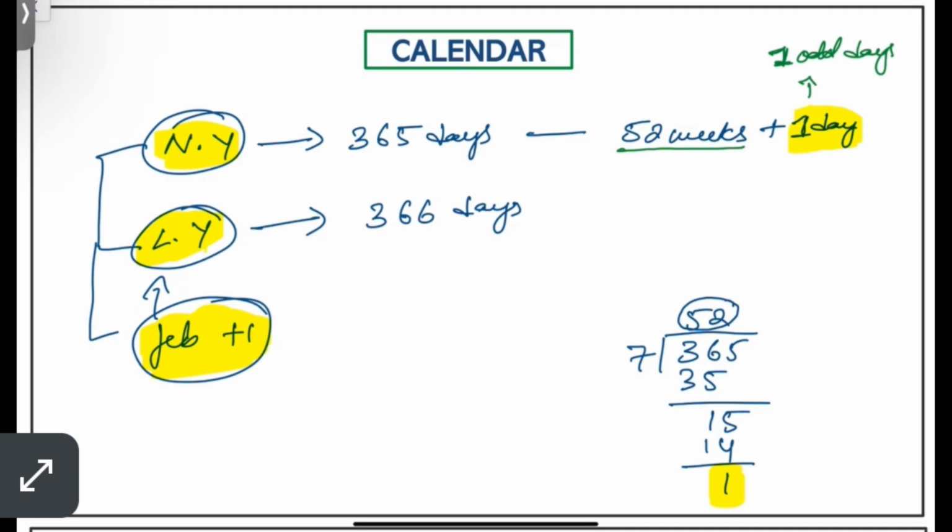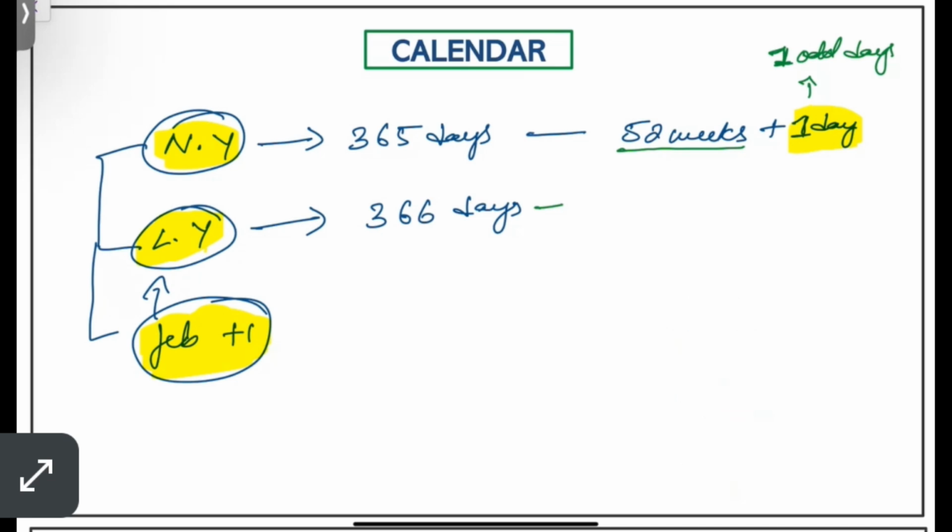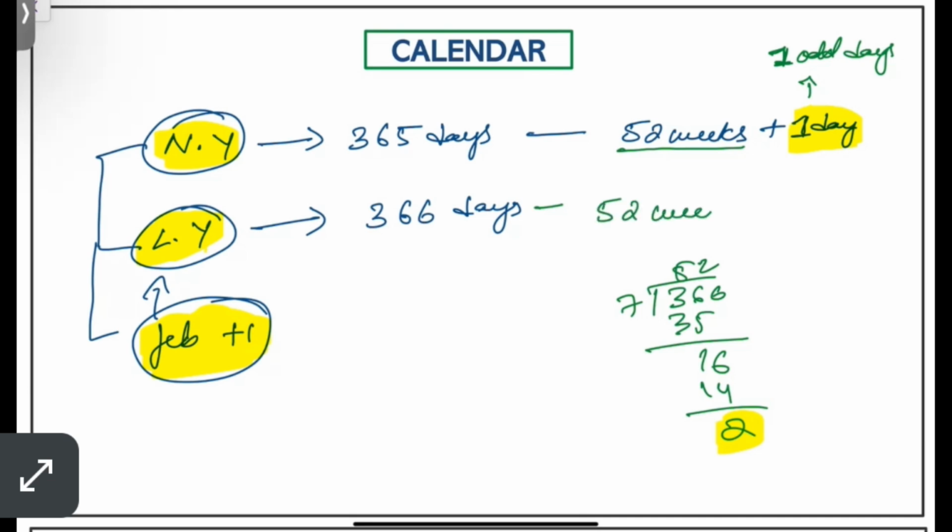Okay, so let's check for this one as well. Let's check for 366 and divide by 7. 7 5s are 35. That means I have 16 here. 7 2s are 14, so the answer here is 2. Which simply means we have 52 weeks plus 2 days. Like I've told you earlier, I'll name these 2 days odd days. So we have 52 weeks and 2 odd days in a leap year.